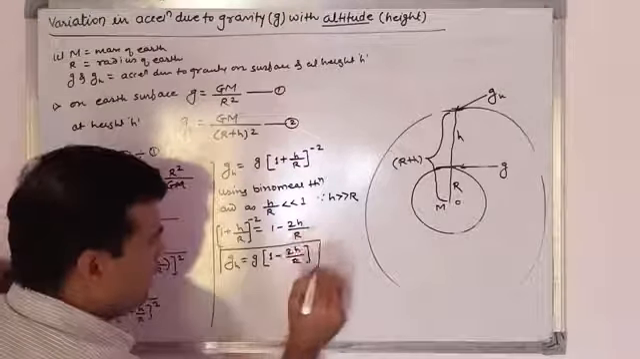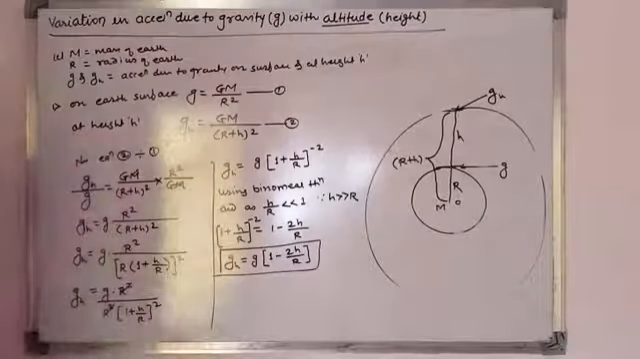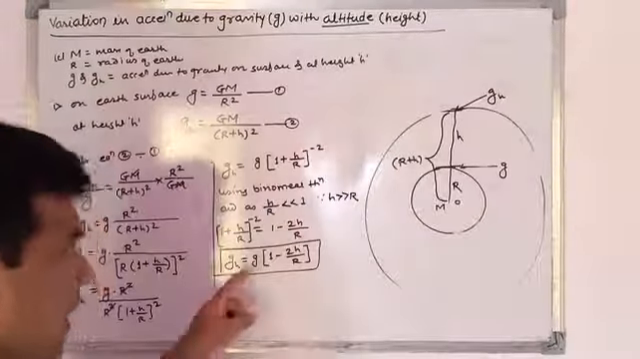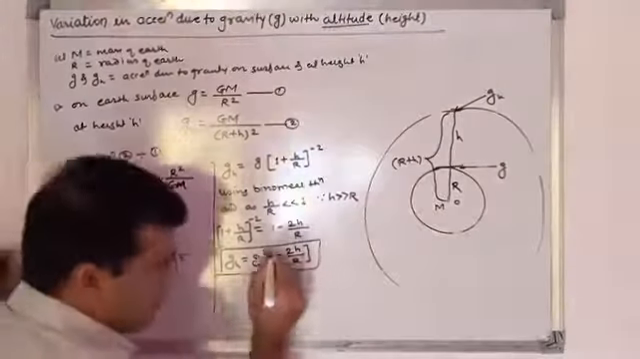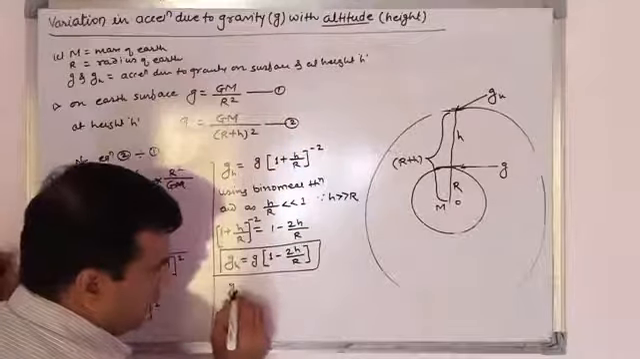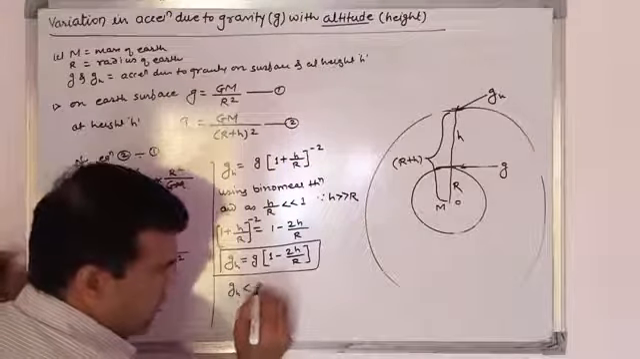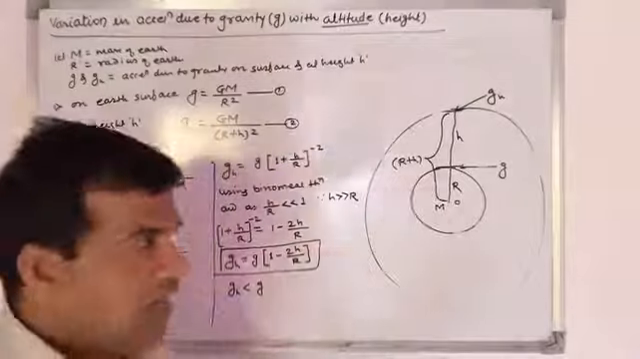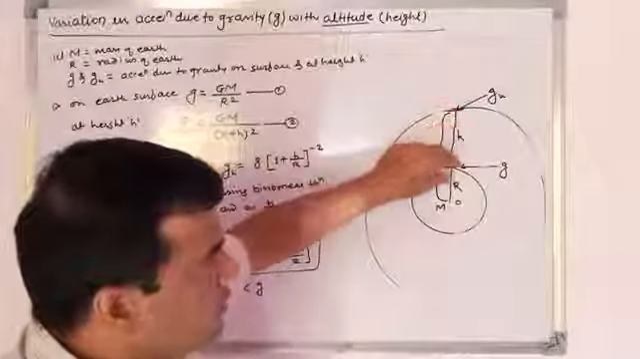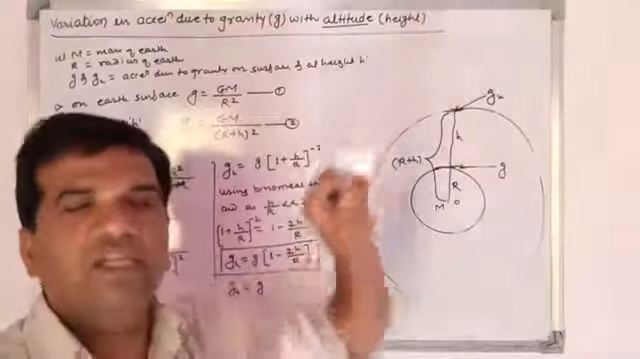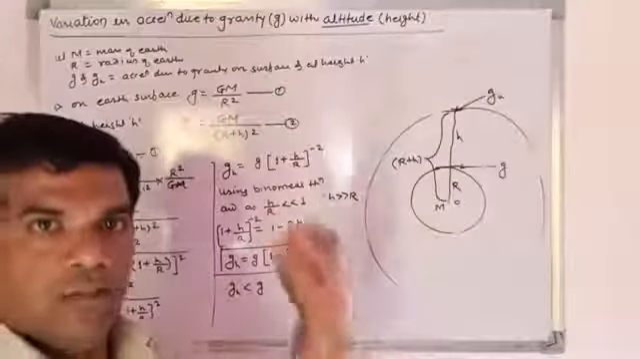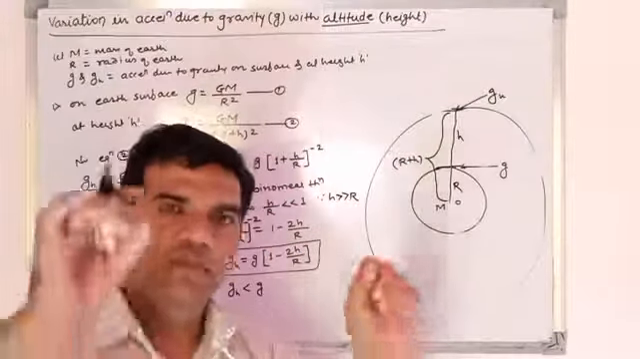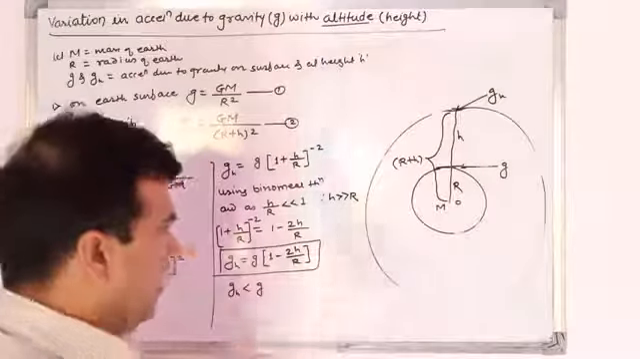This is the effect of altitude on the acceleration due to gravity. Here from this equation we observe that g_h is less than g. It means that as the altitude from the surface of earth increases, its acceleration due to gravity goes on decreasing. It means the acceleration due to gravity is maximum on the surface of earth.